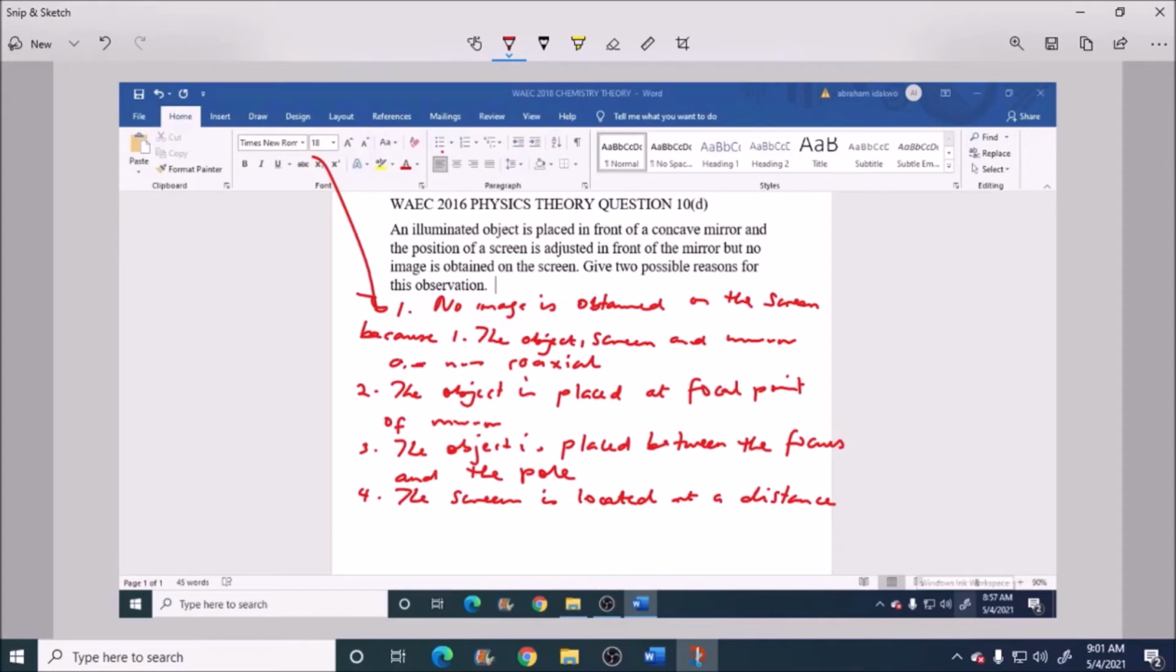These are the possible reasons for this observation. Why, when the object is placed in front of a concave mirror and the position of the screen is adjusted in front of the mirror, no image is obtained on the screen.